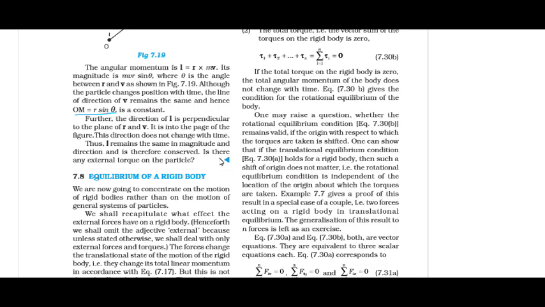And is there any external torque on the particle? So basically we have proved here that L remains the same in magnitude and direction. Therefore, it is conserved. That is the main purpose here.